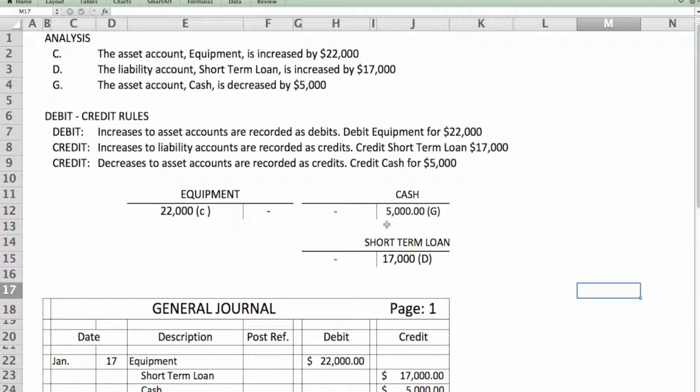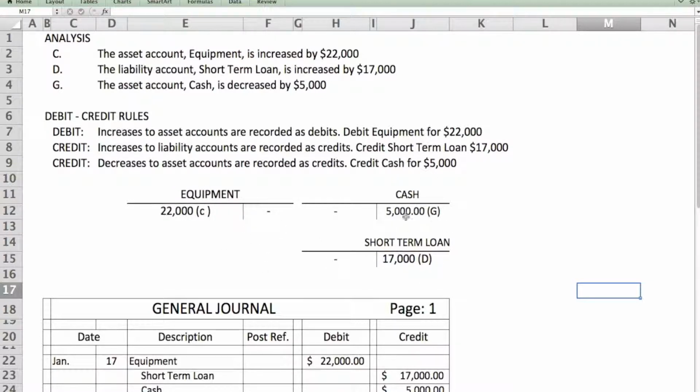And finally, there's going to be that third section because we have three parts of this transaction. Credit decreases to asset accounts are recorded as credits. So in this case, we're paying cash $5,000 out. We'll credit cash for $5,000. Once again, we have the T accounts here to mark what we're doing.